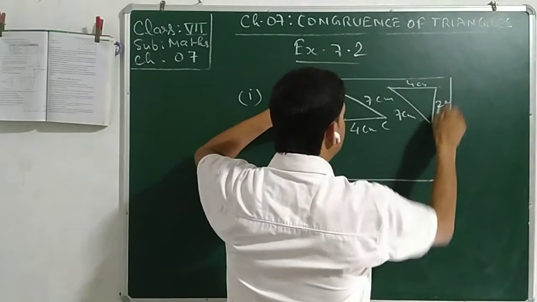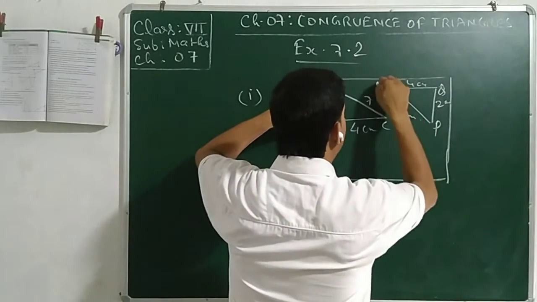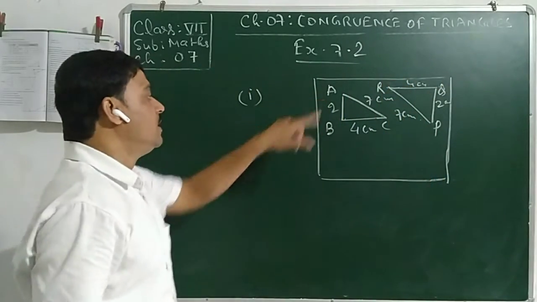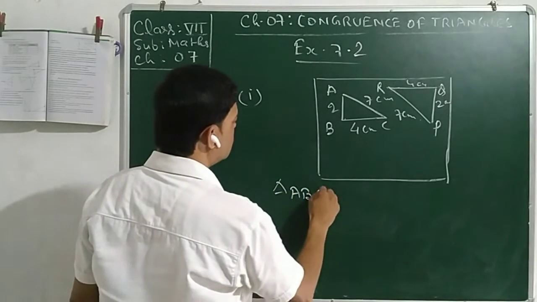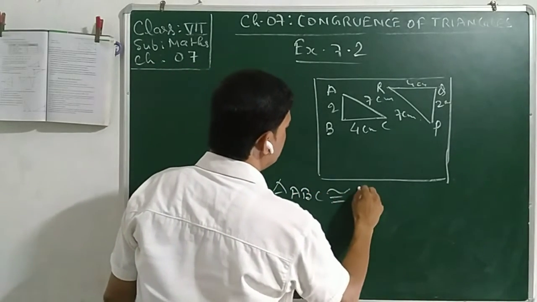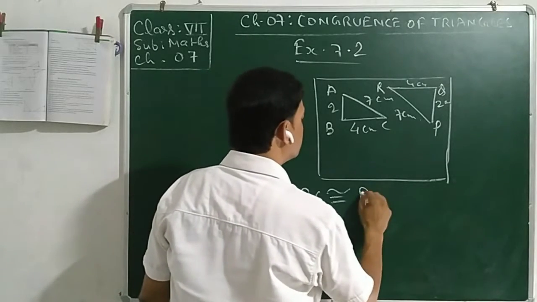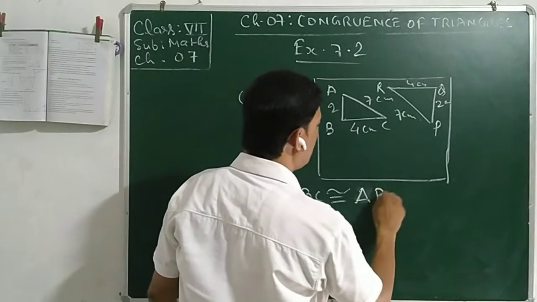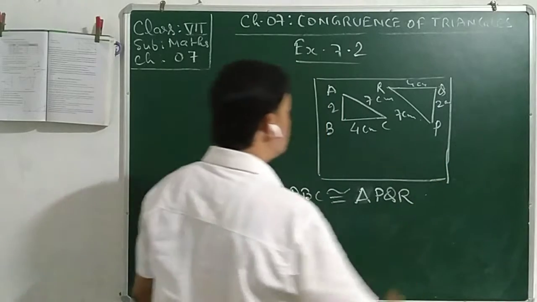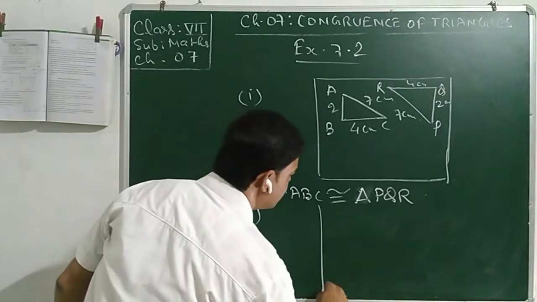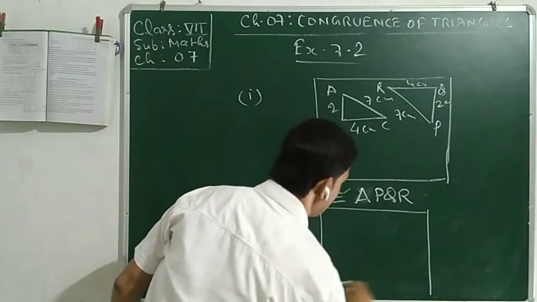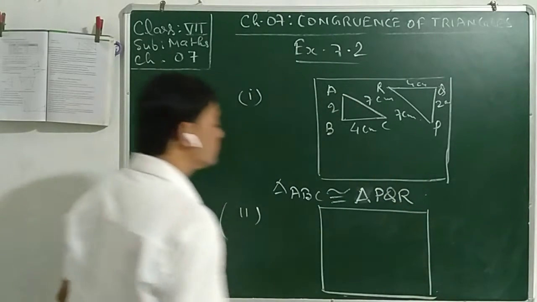Here let me write P, Q, R. Triangle ABC is congruent to triangle PQR. And in the second condition, assume that I have taken this square sheet and we have to draw two triangles.